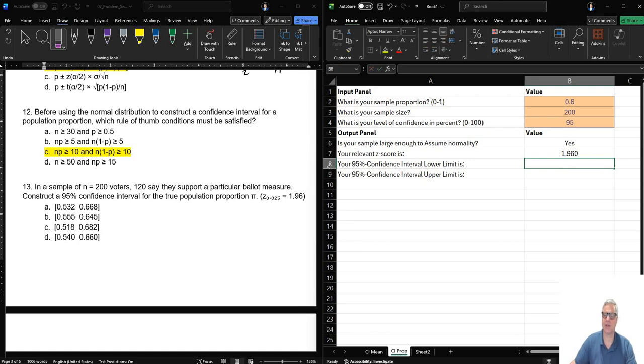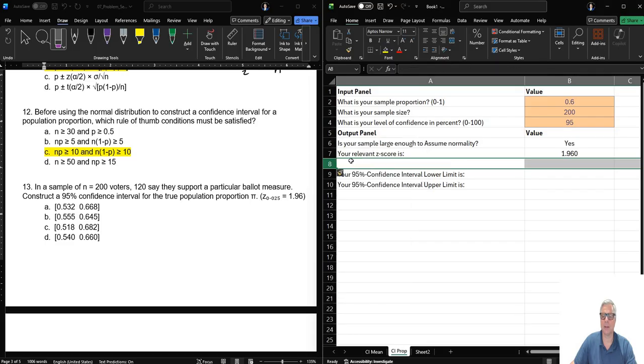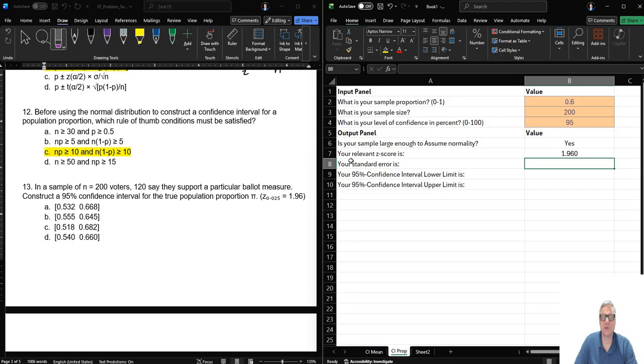We can also add the standard error. So let's insert another row quickly, and it says "Your standard error is." And by the way, the standard error is often reported when you see a poll. So if you see a poll where a bunch of people were surveyed on a certain topic, you often can see at the bottom of the survey the standard error is 0.03% or so. So that's why I want to report it.